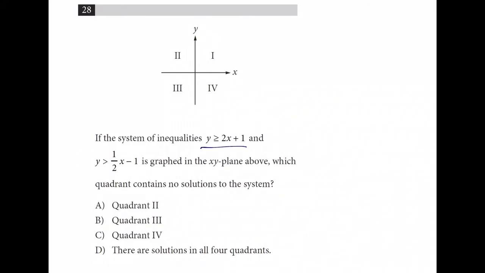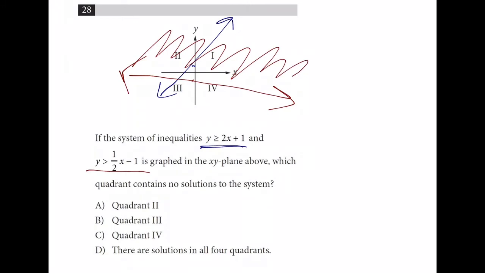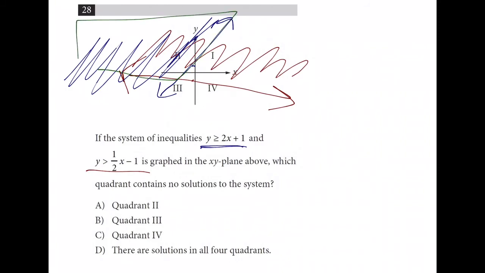The first one here we'll do in blue. y is greater than or equal to 2x plus 1, so we're going to start here, and it's going to grow, and we're looking at everything above that. And then in red, we'll do y is greater than 1/2 x minus 1, so we're going to start down here, and it looks like this. So we know we are greater than this, which means in red here, and we're greater than this. The only area with two colors is this area right here in green.